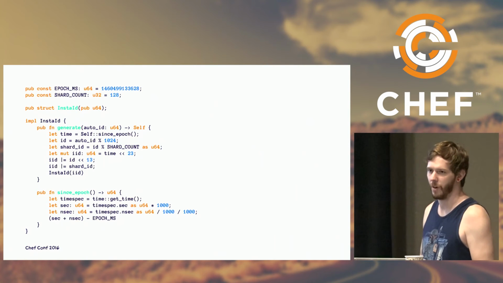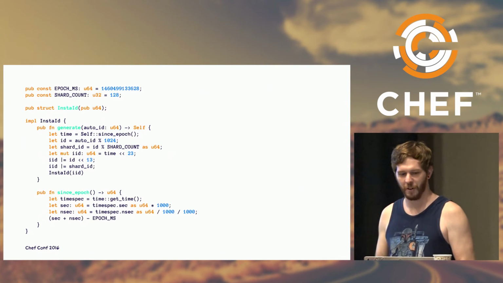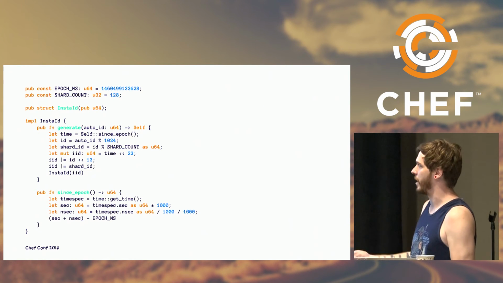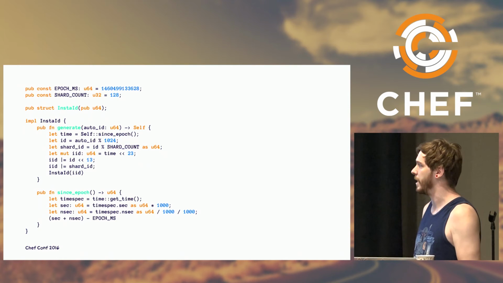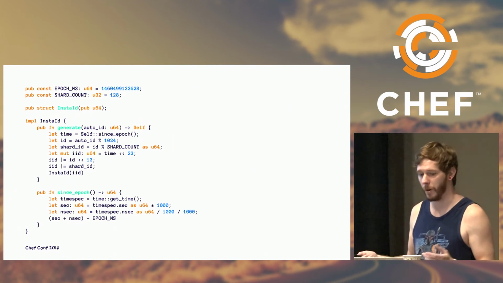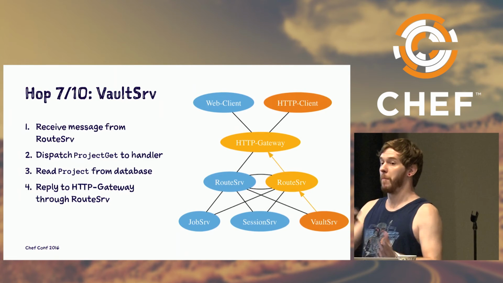This is the implementation in Rust. I'm not going to leave this up there very long, but basically what it shows you is that the first 32 bits is the time, the next 13 bits is the incrementing ID, and the last 10 bits is the shard ID, and that's how we generate one. So let's get back to things.